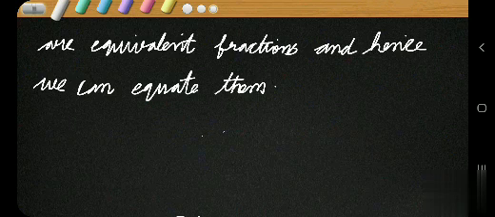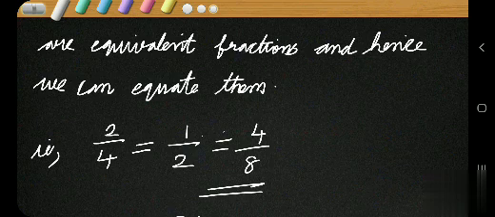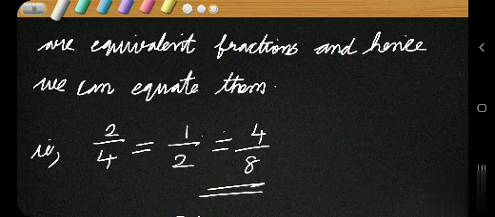We can represent them using the equal to sign, isn't it? They are equal. That means our first fraction is 2 by 4, equal to the second fraction 1 by 2, and the third fraction 4 by 8. Means they are equivalent fractions, that means they are equal. But for verifying equivalent fractions, we can't draw figures like this. So for checking whether the given fractions are equivalent or not, two methods are there. Let's discuss them one by one.